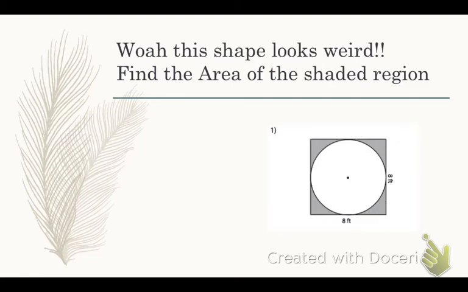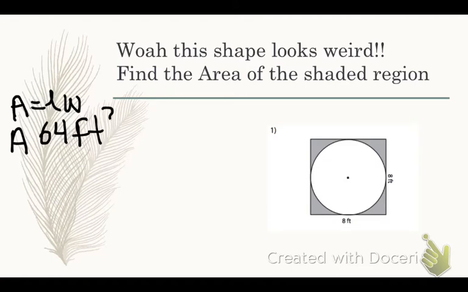So to find the area of the shaded region, we need to find the area of both, and then we need to subtract because we're taking a square and we're subtracting the circle that is inside of it. So if we look for the area of the square first, area equals length times width. Because the square is 8 feet on both sides, the area is 8 times 8, which is 64 feet squared. That's probably the easiest one.